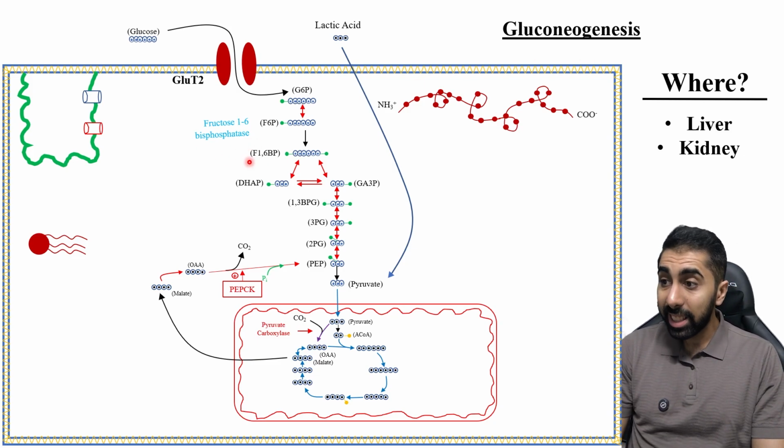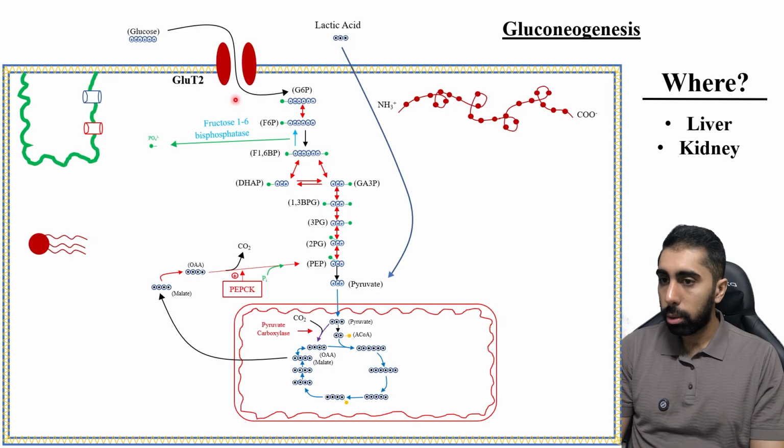So in liver and kidney, we can use fructose 1,6-bisphosphatase to turn fructose 1,6-bisphosphate into fructose 6-phosphate. What is the difference between these two molecules? Only this phosphate group. So let's get rid of this phosphate group. Now we have fructose 6-phosphate. We can easily turn it into glucose 6-phosphate, and then another big irreversible arrow, turning glucose 6-phosphate into glucose.